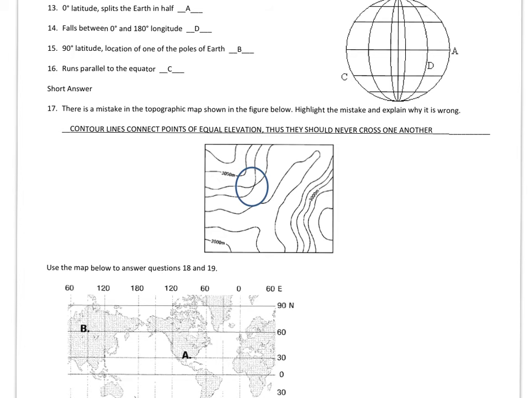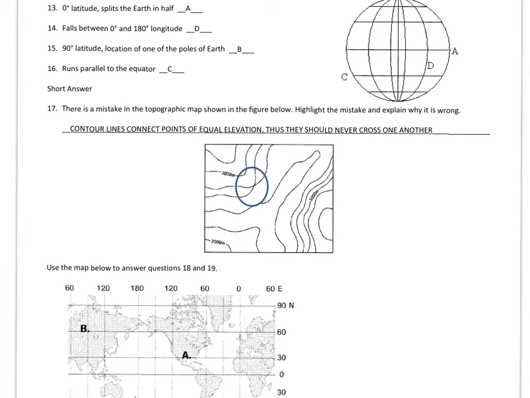This next one I really like because it gets you guys thinking. There's a mistake in the topographic map shown in the figure below. Highlight the mistake and explain why it is wrong. Well, I couldn't really highlight, so instead I drew a nice little circle around it, and you'll see there that two contour lines intersect. Now, if each contour line is a different elevation, well, then we can't have the lines overlap, because you can't have two different elevations in the same spot.